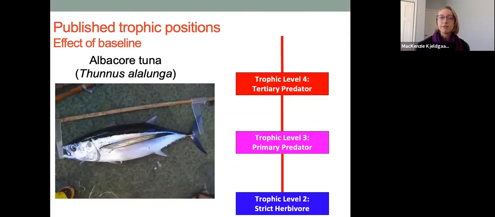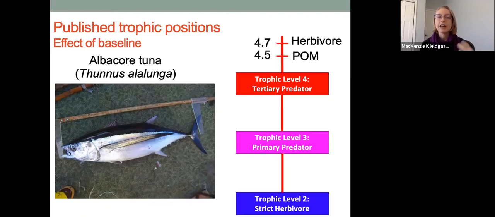We also see an effect of baseline material on published trophic positions. For example, with albacore tuna, we can see a very high trophic position when herbivores or particulate organic matter are used as baseline material. And this drops by almost an entire trophic level when predators are used as a baseline material instead.